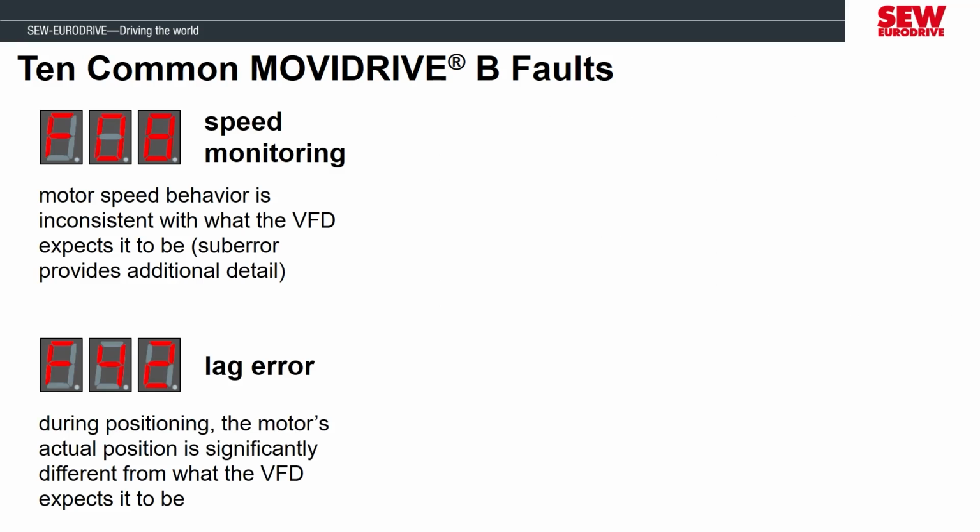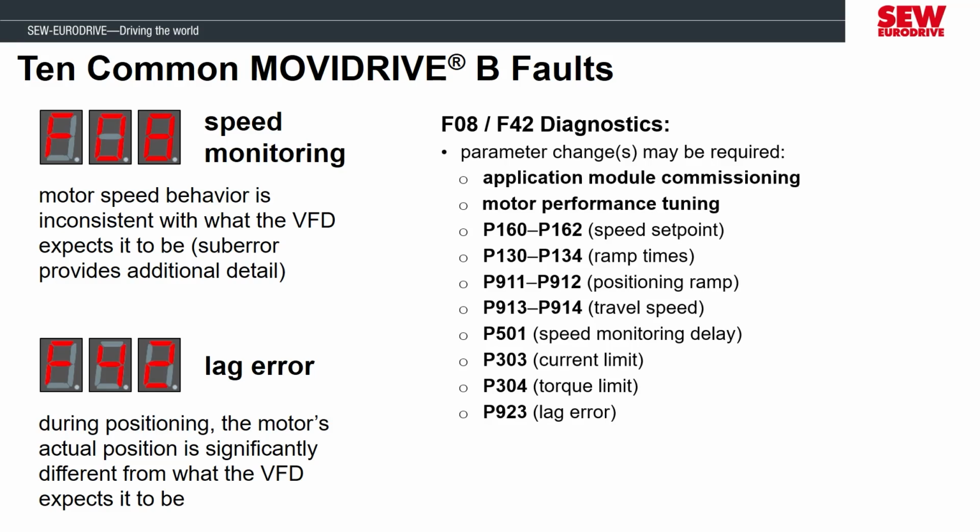If you are getting an F08 or F42 and it's a new application, then you should first check the parameters. The parameters that could cause the fault will vary by how the MOVIDRIVE is configured, but parameters relating to the motor commissioning, the set points from the inputs or the PLC, and the current limits should be evaluated. Here is a list of some parameters that you can check, but this is only an introductory list. There are many others, especially in the motor performance tuning parameters, that could be the cause.